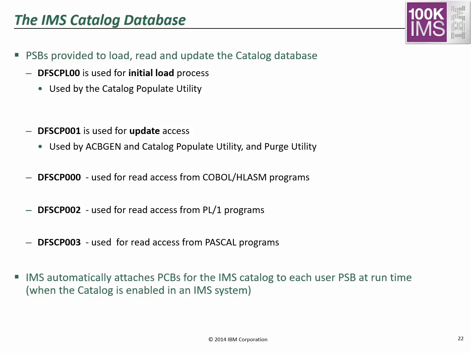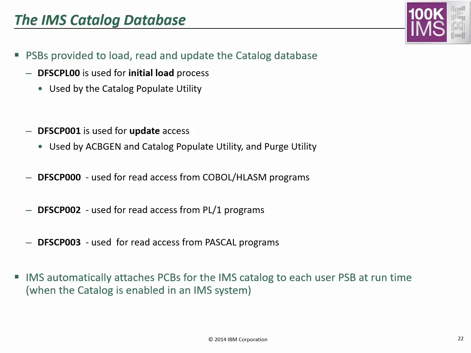You, the IMS client, will never write programs that update the catalog. You shouldn't, right? And then we've got 3 other PSBs for read access to the catalog: DFS CP 000, that's when you're reading the catalog from a COBOL or a high-level assembler program, or DFS CP 002 for read access from PL1 programs, and DFS CP 003 for read access from Pascal programs.